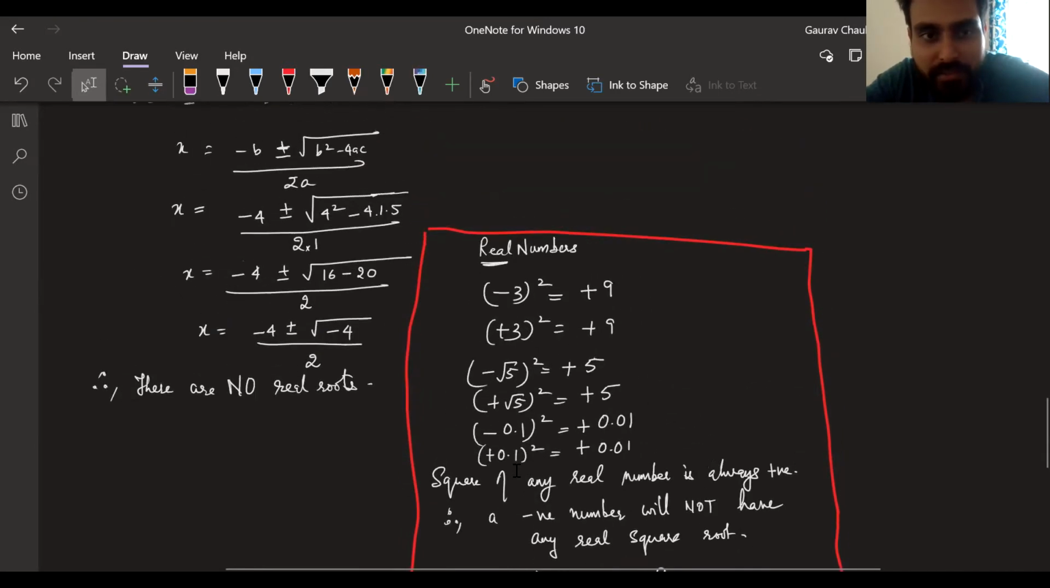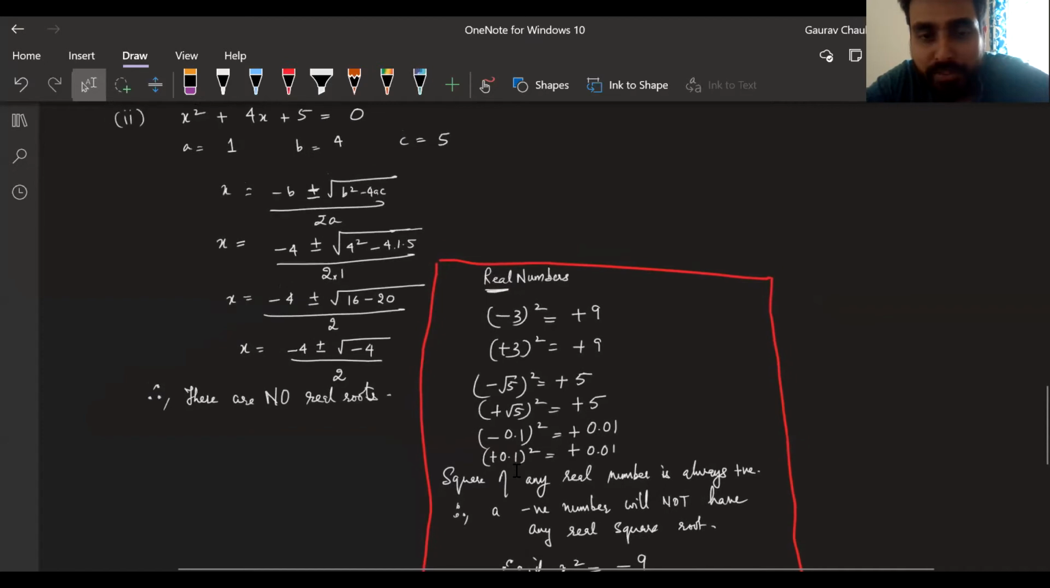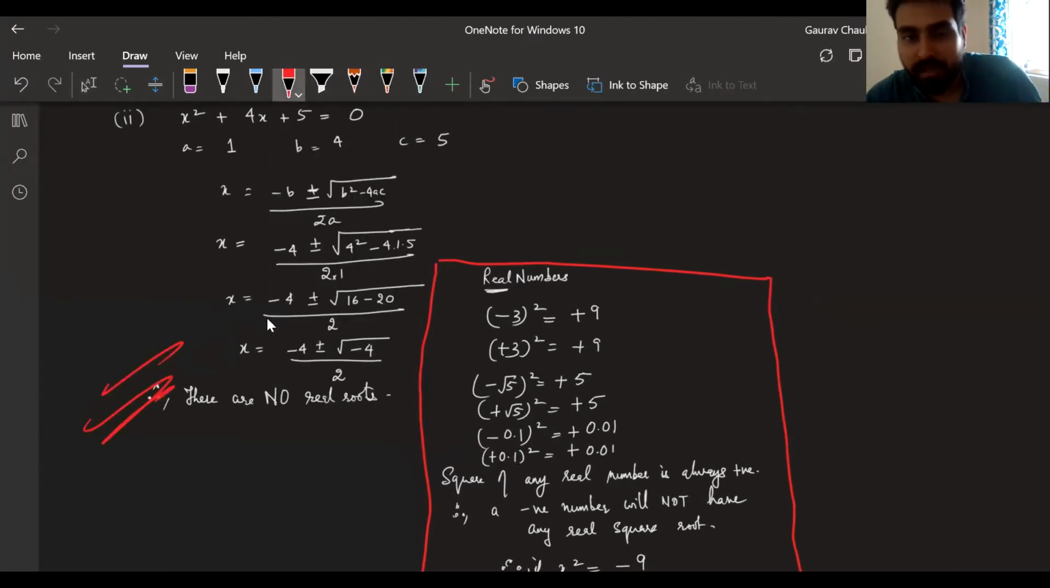Guys, take this down, okay? Take down the whole thing on the screen. I want you to take this box down separately after you write the solution, okay? After you write there are no real roots, then you take down this box, okay?